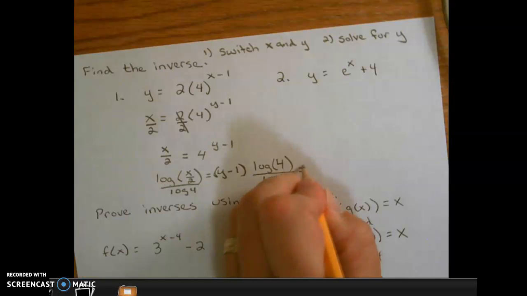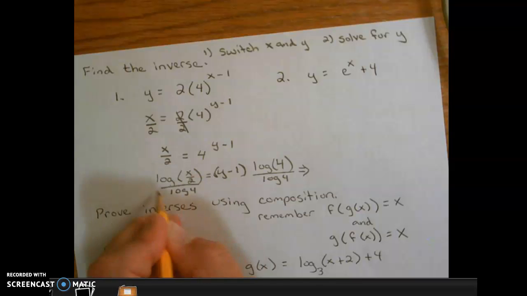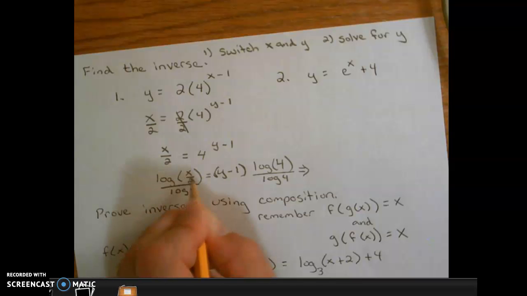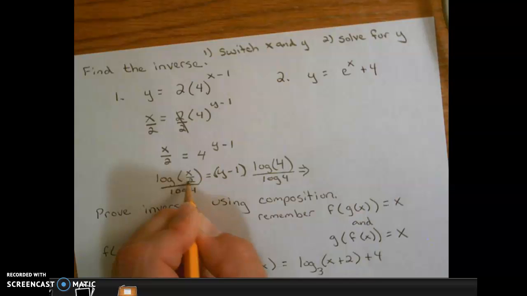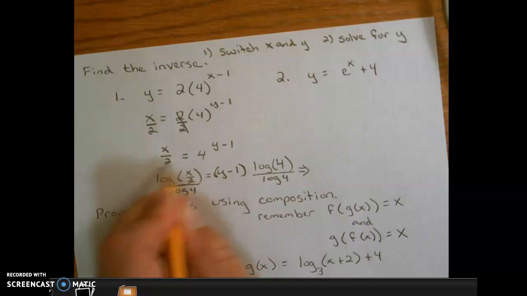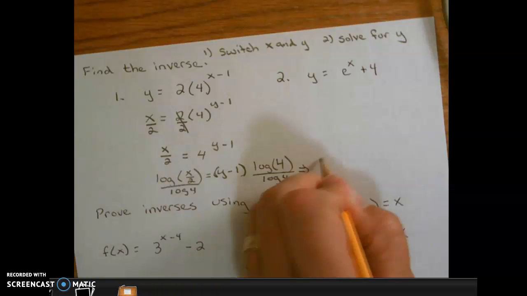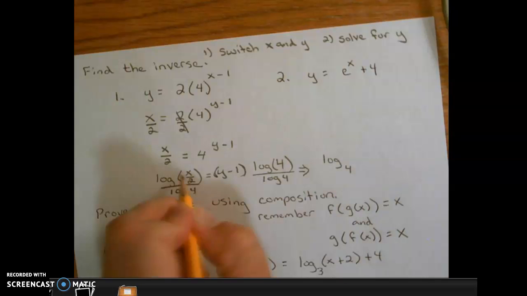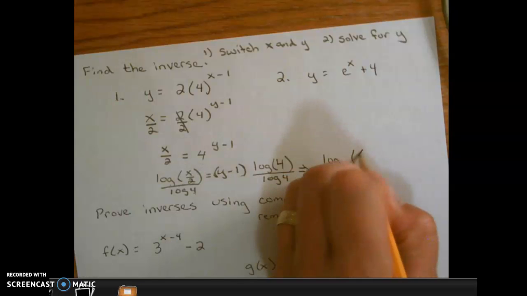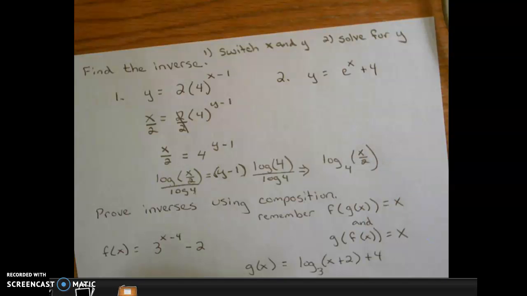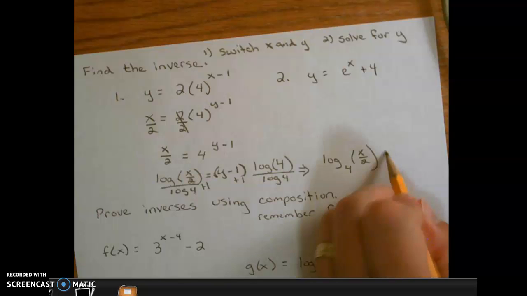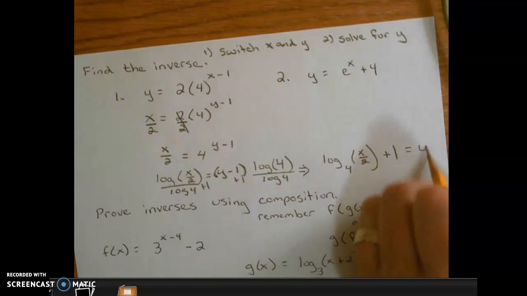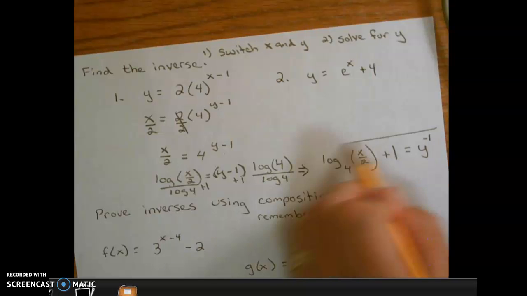So I'm going to go over here and do the change of base. Now remember, with the change of base, this is going to be the argument, and this is going to be the base. So we're going to make this into 1 log. 4 is going to be the base, and x over 2 is going to be the argument. And then we're going to add 1 on both sides, and that's going to be our inverse function.